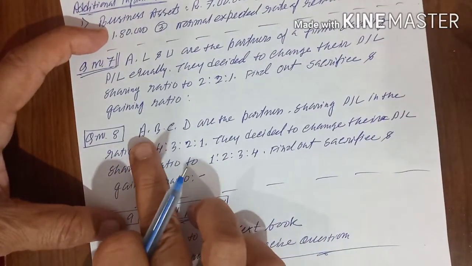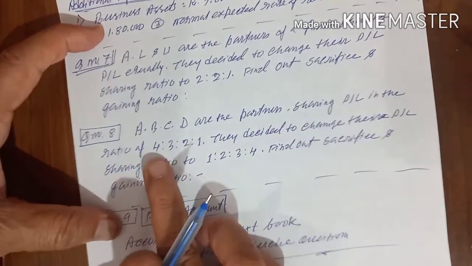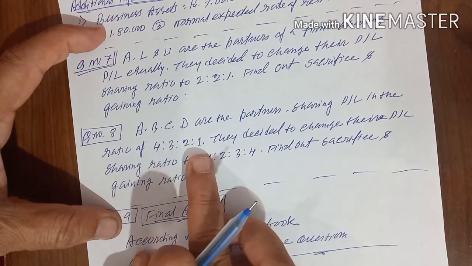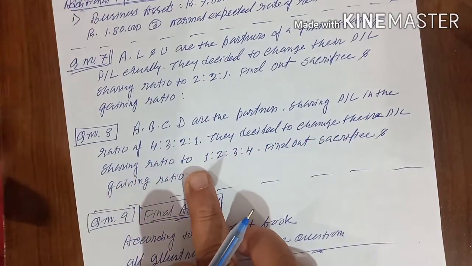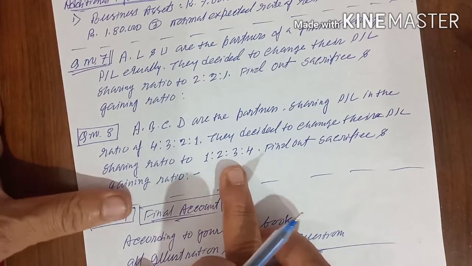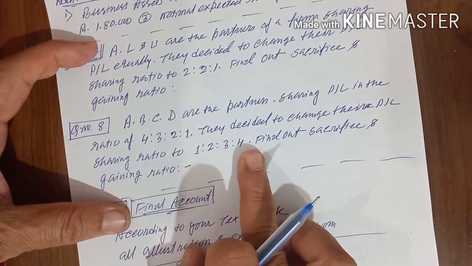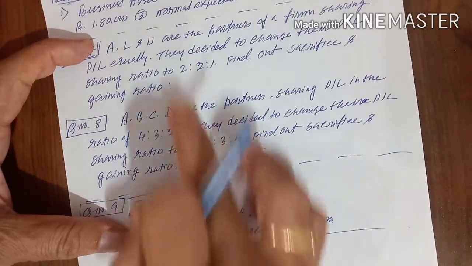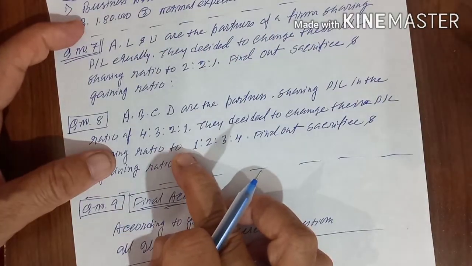Question number 8. A, B, C and D are the partners sharing profits and loss in the ratio of 4:3:2:1. That is the old ratio. They decided to change their profit and loss sharing ratio to 1:2:3:4. Beginning 4:3:2:1, now it is 1:2:3:4. Find out the sacrificing ratio and gaining ratio. So just like question number 7, you will do question number 8.